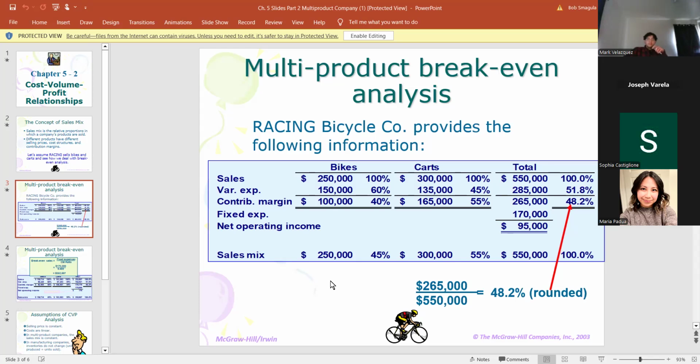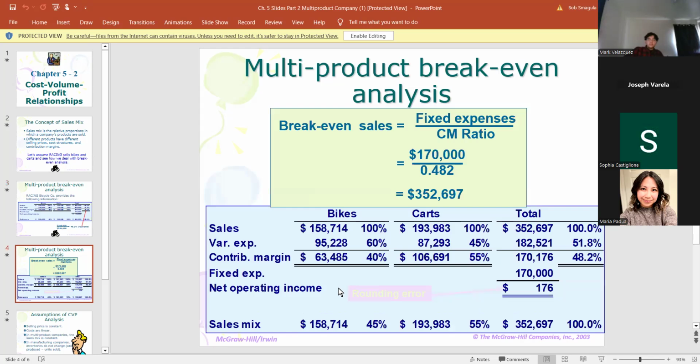Well, we know it's going to be $170,000 divided by 0.482. And there it is. 170 times 0.482. So this company right now, let's see one thing here. So this company right now, their total sales at the break even are 352.